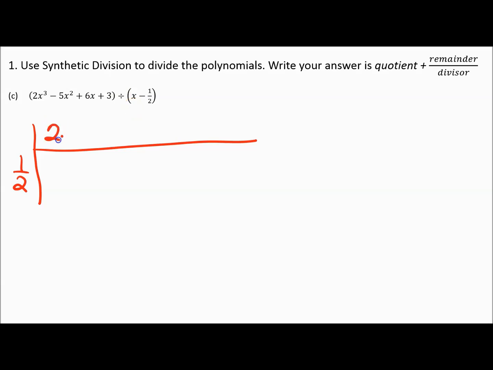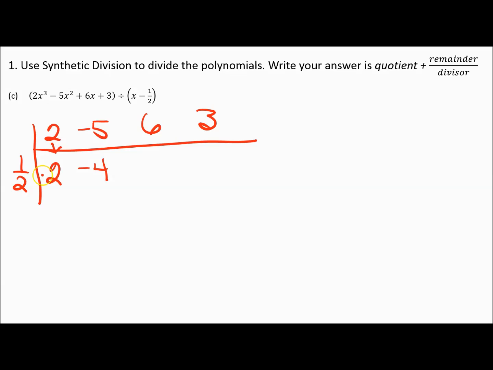So I have a 2 with my x to the 3rd, a -5 with my x squared, a 6x, and a 3. Notice no variables go in this. You're just using numbers only. The first number always comes down directly, 2. Now I'll multiply 1/2 times 2, which is 1. 1 plus -5 is -4.